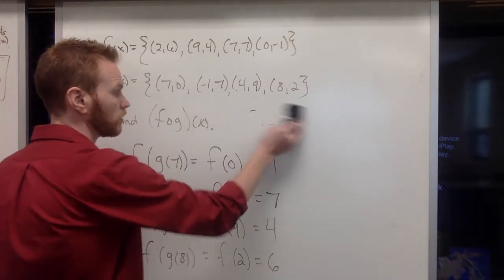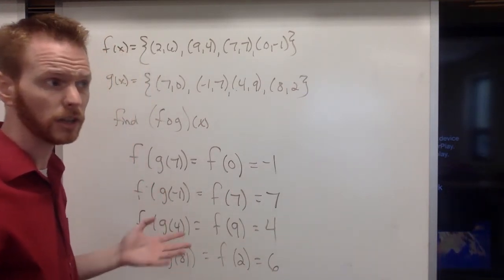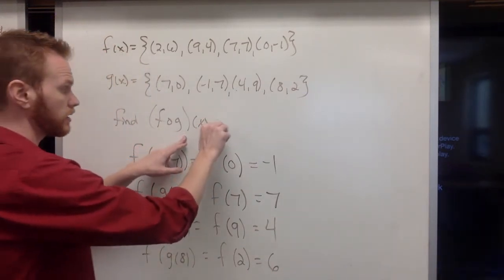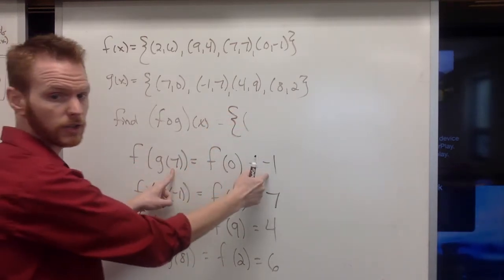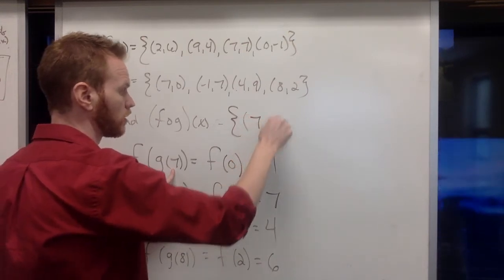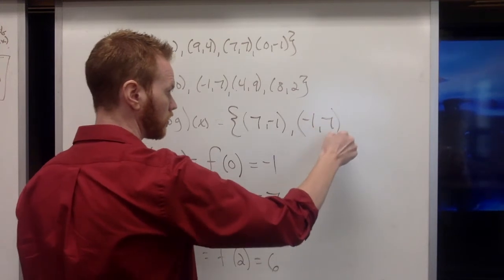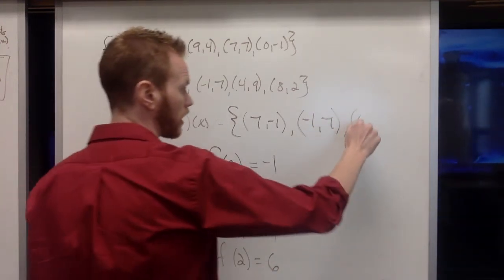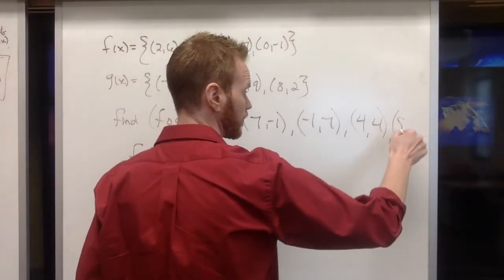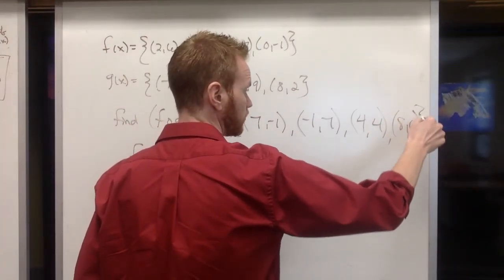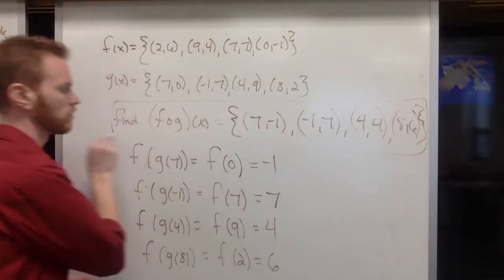Now, what are all my answers? What's my domain and my range? Well, we're going to leave it as an ordered pair. So this is going to be what? If I plug 7 in, the answer was -1. If I plug in -1, the answer was 7. Plug in 4, I got 4. Plug in 8, I got 6. There's my answer. Just like that.